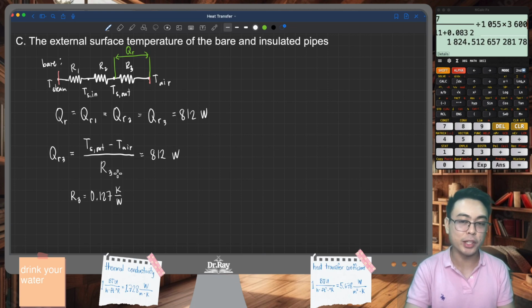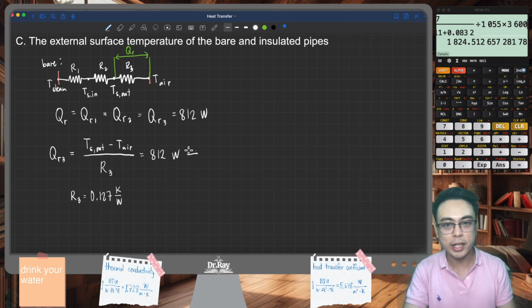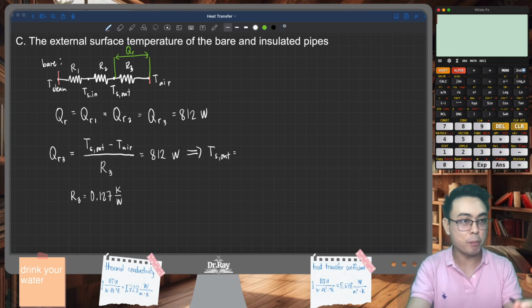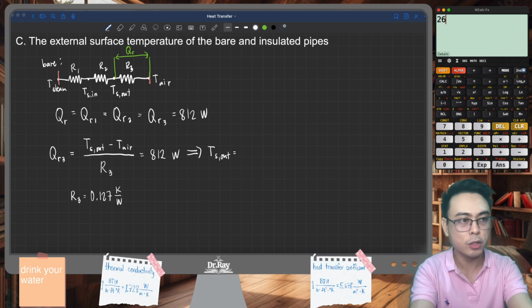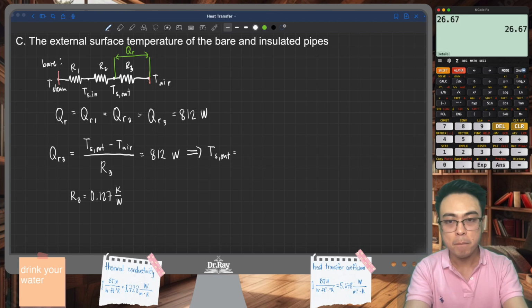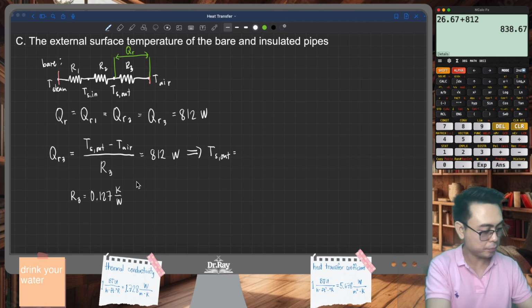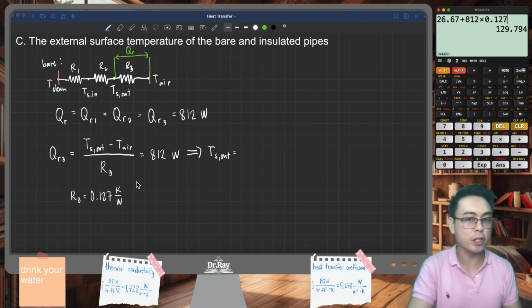Temperature of the air is 26.67 degrees Celsius. Now we can calculate for TS out, or the external surface temperature of the pipe. Take a look at my calculator. The external surface temperature will be the temperature of the air, 26.67, plus the product of the rate of heat transfer and R3. So that is 812 watts times the resistance 0.127 Kelvin per watt.